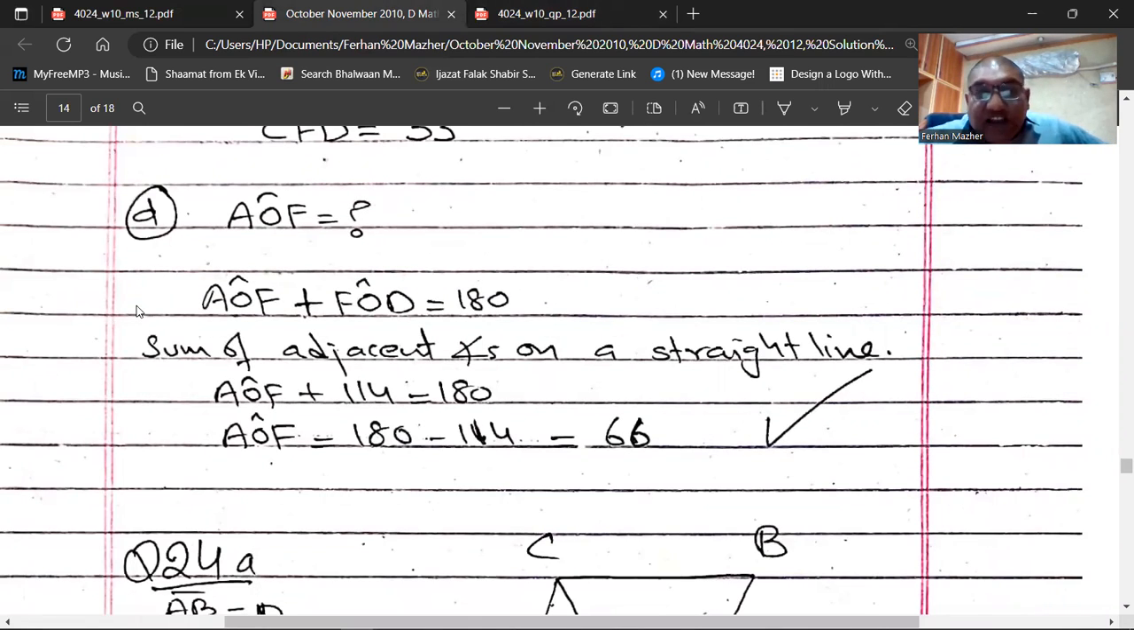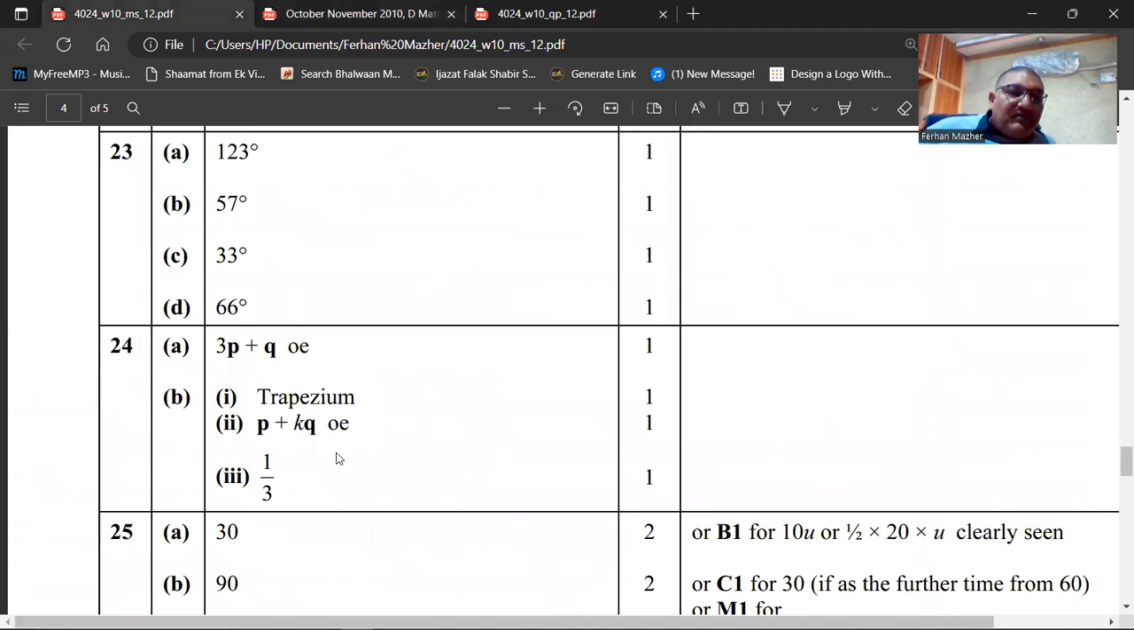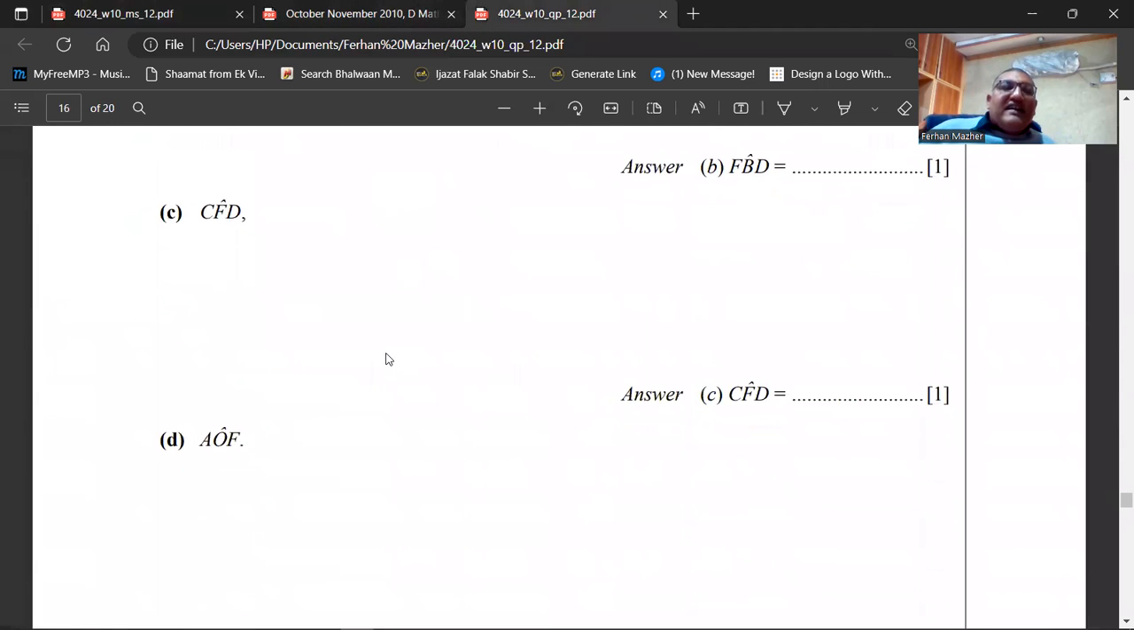So AOF plus FOD equals 180, the sum of the adjacent angles on a straight line. So AOF plus 114, FOD is 114, equals 180. So AOF equals 180 minus 114, and that will be 66 degrees. So 66 degrees, our answer is right. Hopefully you understand this.